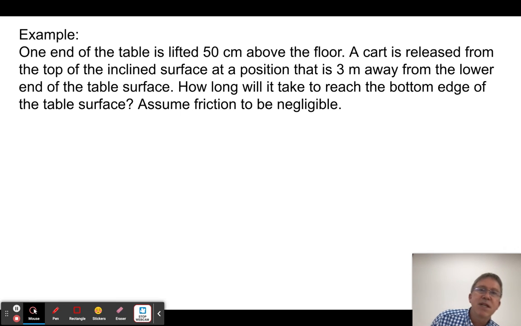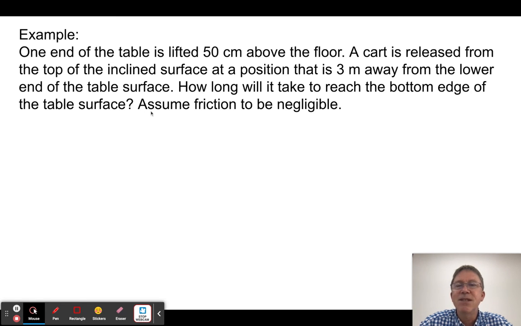All right, how about this? I have one end of a table that's lifted 50 centimeters above the floor. A card is released from the top. If it's released, that means its initial velocity is 0, so that's a known value. At a position 3 meters away from the lower end of the table surface, how long will it take to reach the bottom edge of the table surface, assuming that friction is negligible?